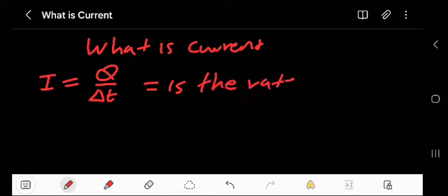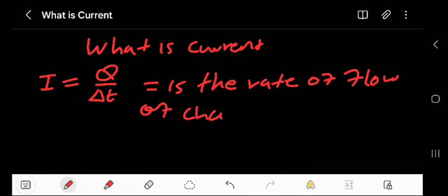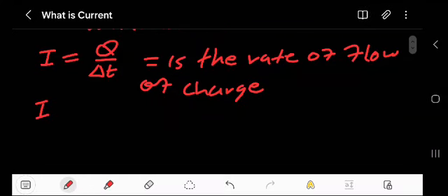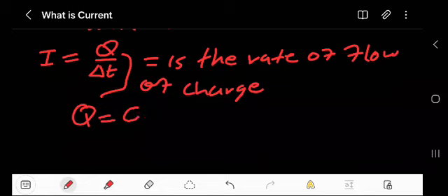So I can say this is simply the rate of flow of charge, right? This is what a current is. Current is the rate of flow of charge, whereby Q is charge measured in coulombs, and time is always measured in seconds.